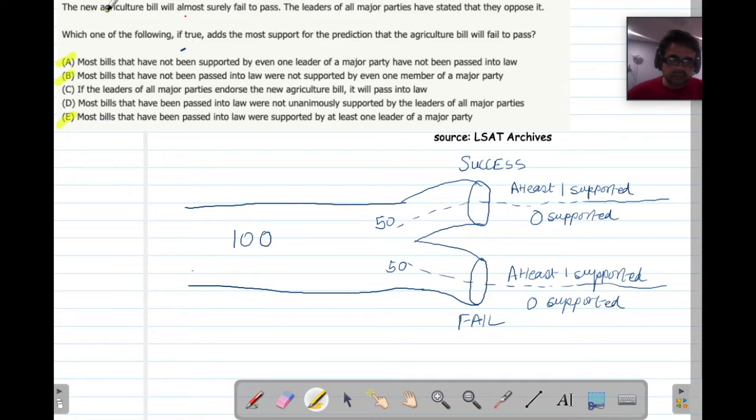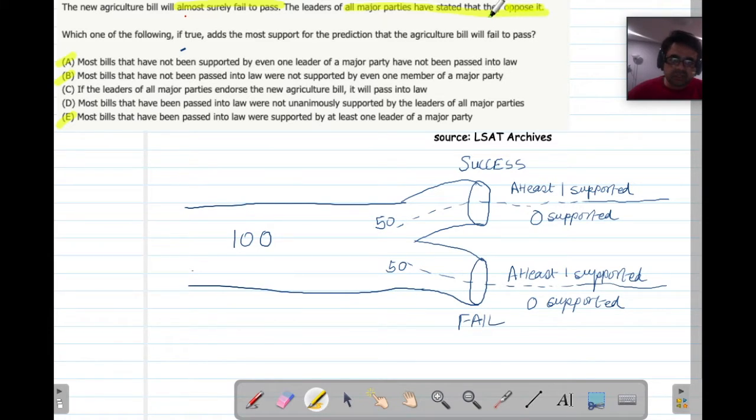So it's about a new agriculture bill, and the author is predicting that it will almost surely fail to pass, which means the probability to fail is higher than the probability to pass. And what he's saying is it is going to fail because all major party leaders have opposed it. So there is opposition. It's going to fail because there is zero support. That's the language I'm going to use. So support or zero support.